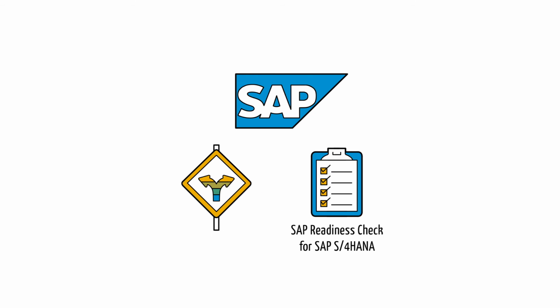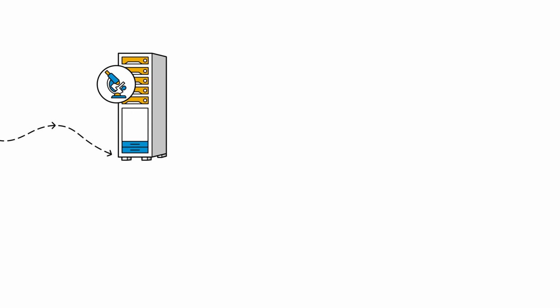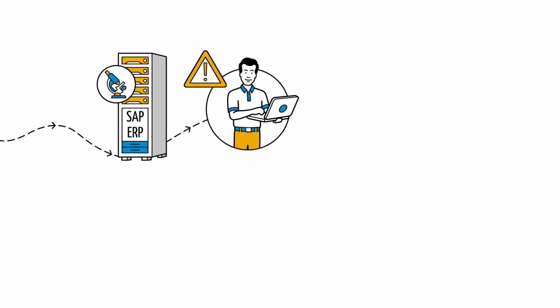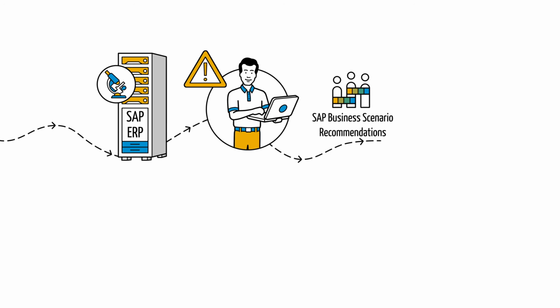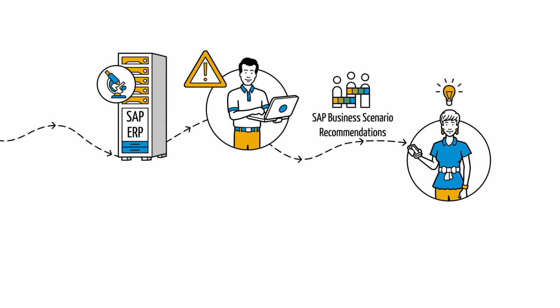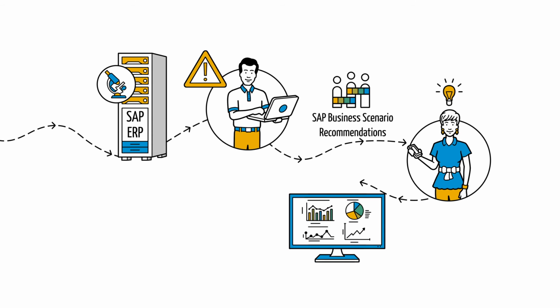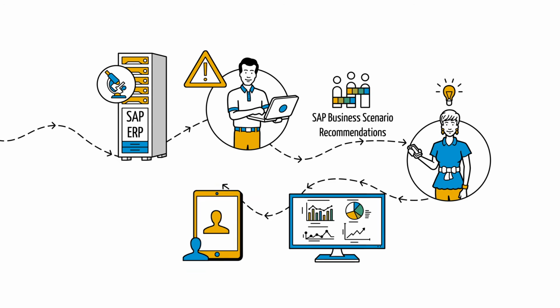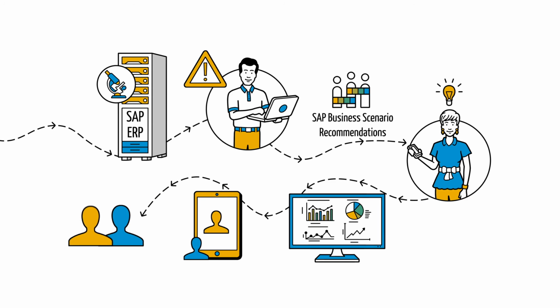The SAP Readiness Check analyzes technical aspects of the current SAP ERP system and advises IT leaders on possible risks ahead. SAP Business Scenario Recommendations help project leaders driving innovation by analyzing the business performance and identifying scenarios that would benefit from SAP S/4HANA. Expert-guided webinars and even personal assistants will smoothly guide customers through the transformation.